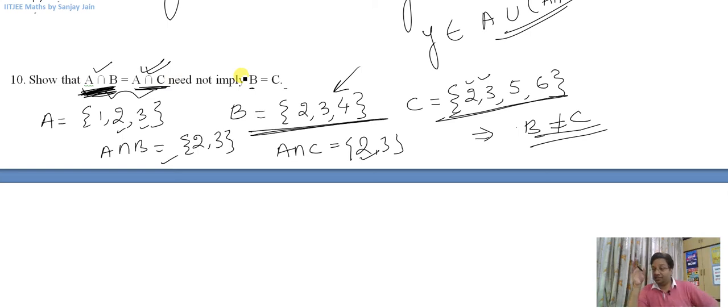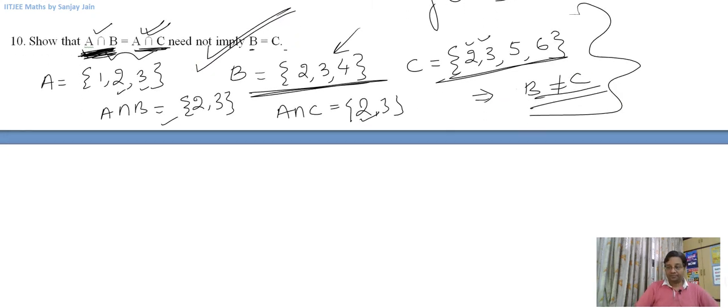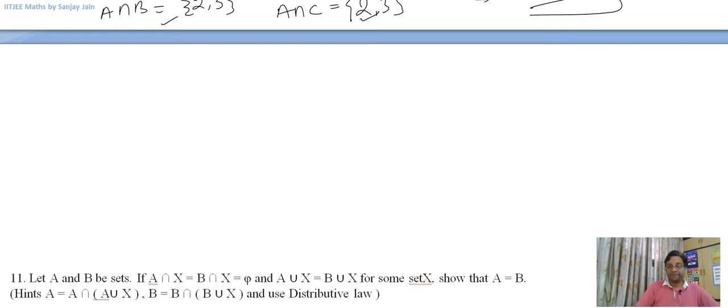It doesn't mean that it is never true, right? For something to be true, it should be always true. So you just have to show only one exception, which I have shown here, right? That means this much exercise is enough to show the required condition. Okay.